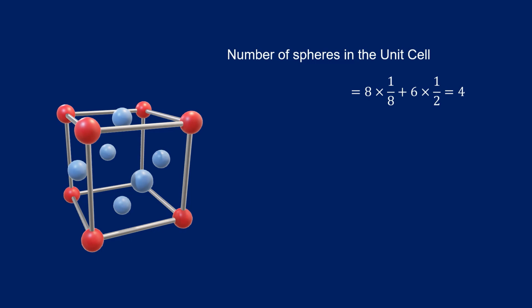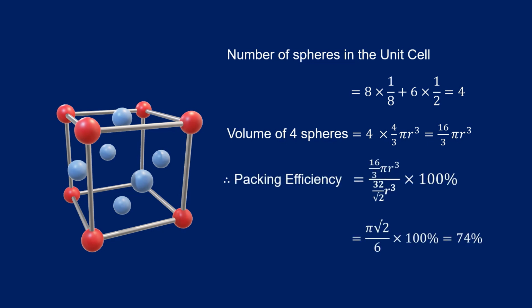Now, for a face-centered cubic unit cell, the number of spheres per unit cell, or the rank of the unit cell, is 4. Thus, the volume of the 4 spheres is equal to 16/3 πr³. Thus, by putting these relations for the volumes of the spheres and the unit cell in the formula for packing efficiency, we can calculate the packing efficiency for a face-centered cubic unit cell, which is 74%.